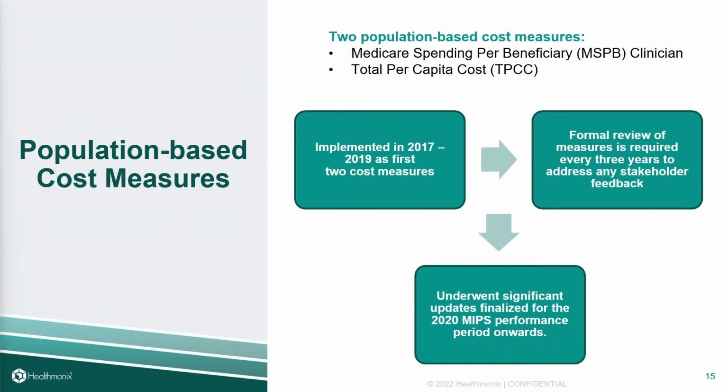So population-based cost measures, these are the ones that we just talked about. They were implemented in 2017, and they were the first cost measures that were out there. Formal review of the measures is required every 3 years, so that's why they were changed in 2020, and that's why you saw those major changes in 2020. That's where we are now. Next year, they'll go through another review stage, and we expect there to be changes to these measures every 3 years, and we think they're going to be pretty significant. So now I'm going to turn it over to Lauren, and she can move on from there.